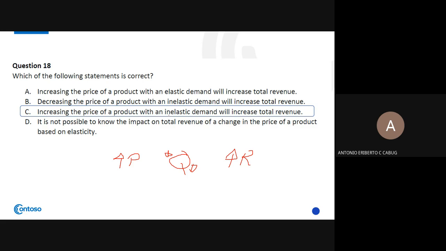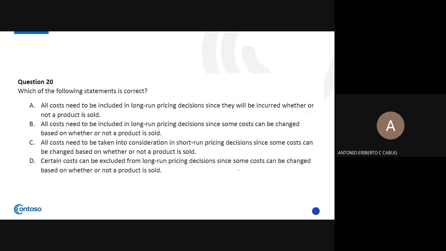Because the demand is inelastic, taasan mo man yung presyo, konti lang yung pagbagsak ng quantity demand kung meron mang aayaw, no? Pero napaka-immaterial nung pagbagsak ng quantity demand, mas malakas yung increase ng price, your revenues overall will increase. Very good. The correct answer is letter C. Okay? Sige, that's all for elasticity.